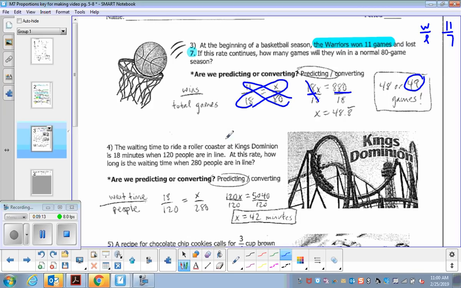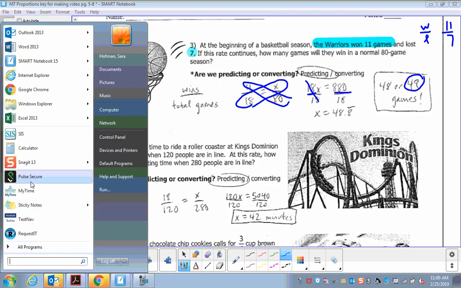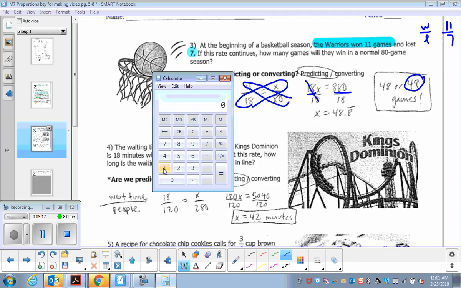Now, one thing I do want to point out is that so far, if they've won 11 out of 18, they have won about 61% of their games. So 49 out of the 80 should be the same percentage. Now 49, because it's rounded, out of the 80, you're going to see that it's slightly off, but it's still about 61% of the games.